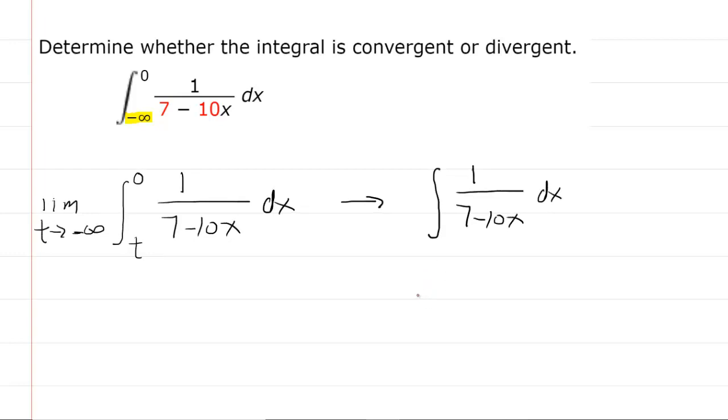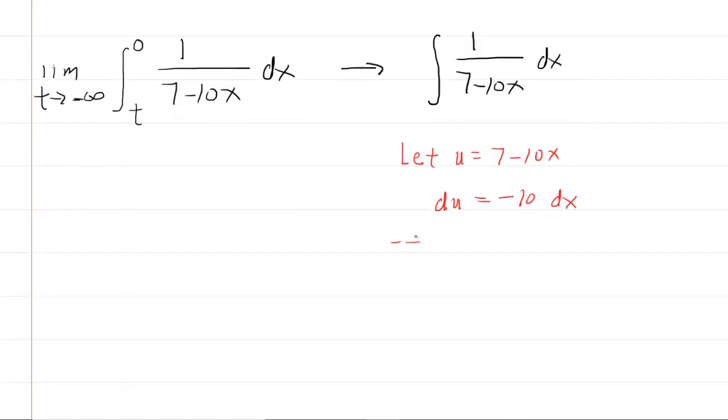Now it looks like most of these problems will involve u substitution. So what we'll do is let u equal 7 minus 10x. And then we'll differentiate both sides of the equation. So we'll have du equals, the derivative of 7 is 0, the derivative of minus 10x is just minus 10, and then dx. And then I like to solve for dx, so I'll multiply both sides of the equation by negative 1/10. And then, of course, on the right-hand side, negative 10 times negative 1/10 is just 1. So you have 1 times dx, which is just dx. So now we have dx is equal to negative 1/10 du.